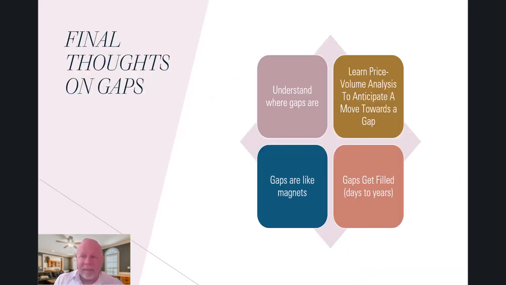So let's wrap up. You got to understand where your gaps are, because those are like little magnets on the chart. Learn price volume analysis. Price is important. It's the number one important thing. But what else is important is the volume. So the color of the volume. And then when you couple that with gap analysis, man, you're getting a lot of context on what's going on with the market. Gaps are like magnets, like I said, and then gaps get filled. Sometimes it can be during the day or a couple of days or a few weeks, or it could be, like you just saw on Netflix, more than a couple of years. So that's why I think gaps are important.